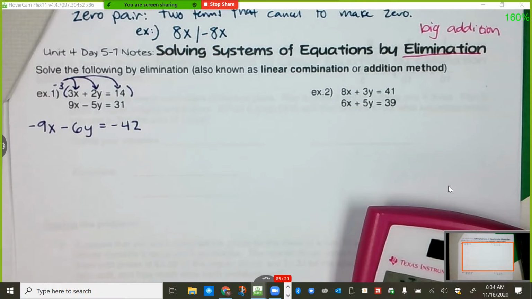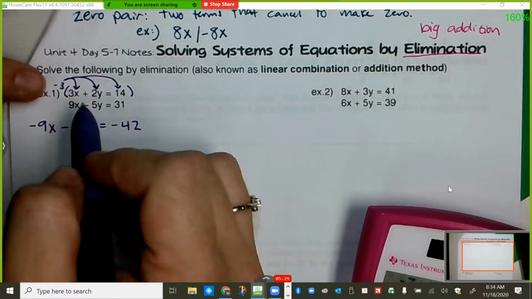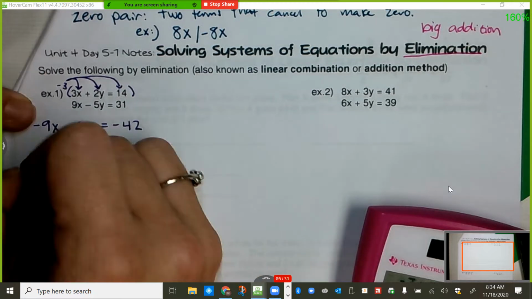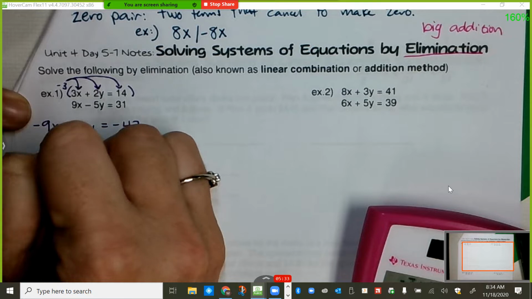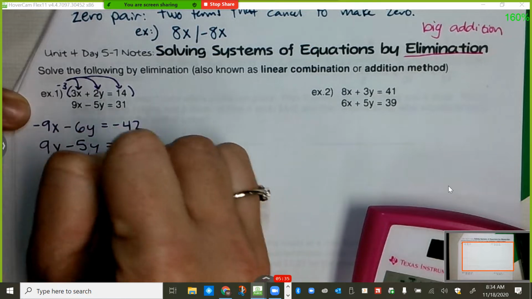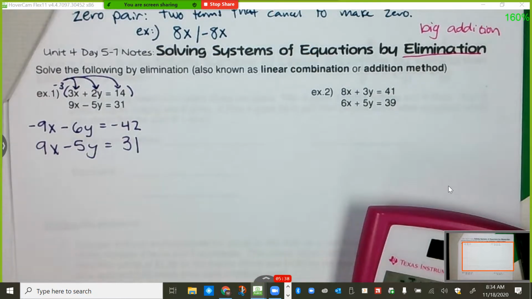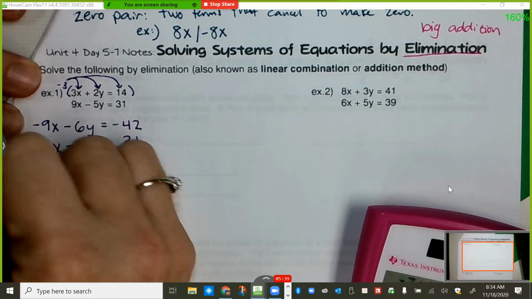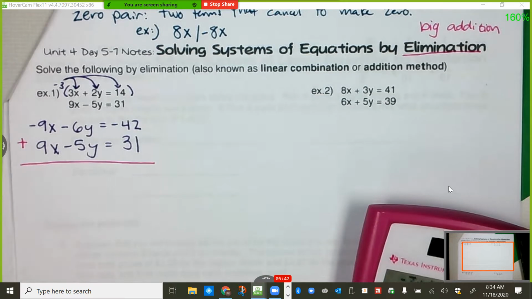Okay, now since I did it to all of the terms, this equation is still the same equation, it's just got bigger numbers. Okay, so I'm going to bring down that other one, 9x minus 5y equals 31. And this is why I call it big addition, because I'm going to set up a vertical big addition math problem.